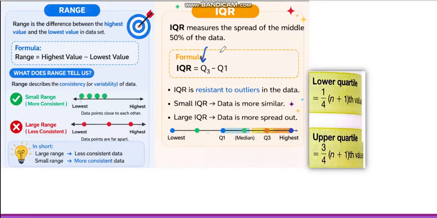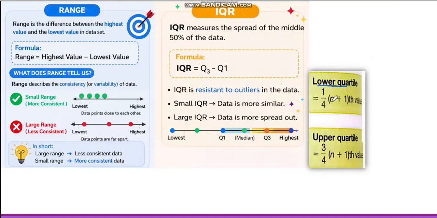So how do we find the Q3 and Q1? Basically, for the position of Q3 and Q1, we use these 2 formulas. For the position of Q1, we take 1/4 of n plus 1. Here n represents the total number of values.